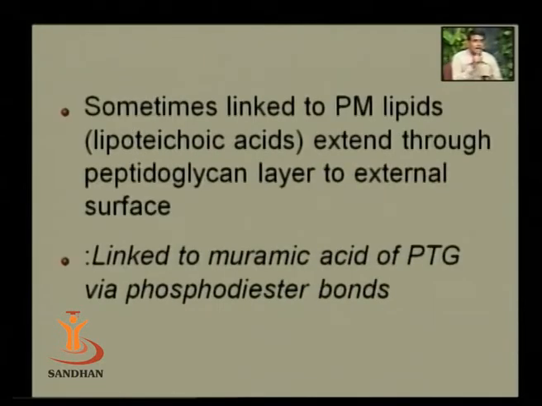Sometimes it is linked to the plasma membrane lipids, that is lipoteichoic acid, which extends through the peptidoglycan layer to the external surface, linked to the muramic acid of peptidoglycan via phosphodiester bond. And the function of teichoic acid is just like weaving or sticking the various layers of a peptidoglycan, which provides more tensile strength to the peptidoglycan, to the various peptidoglycan layers.